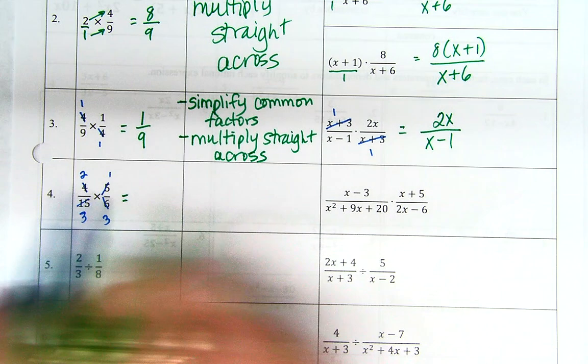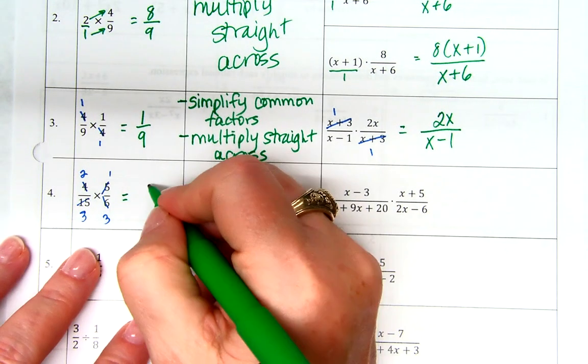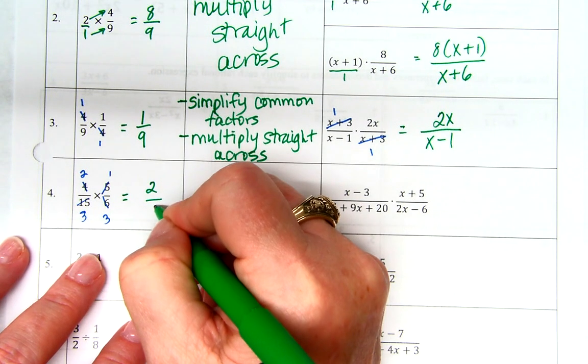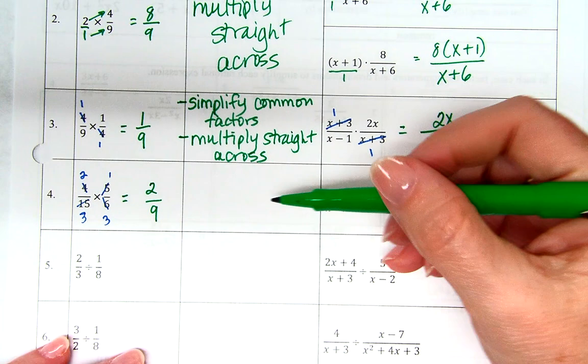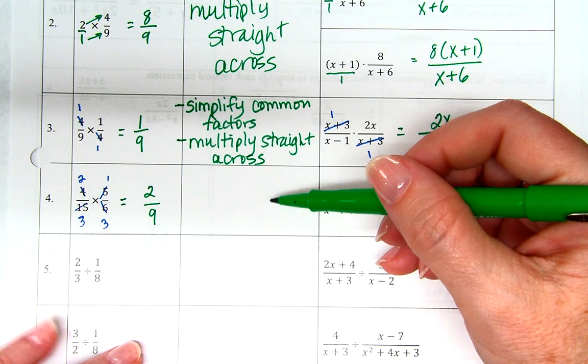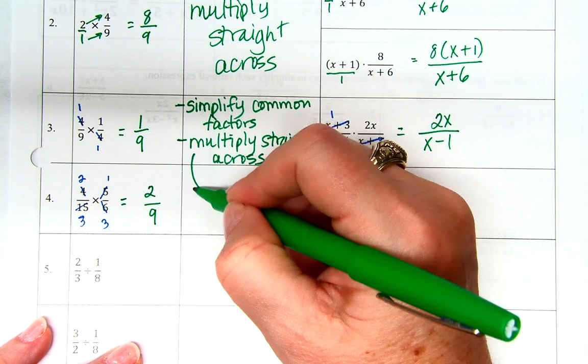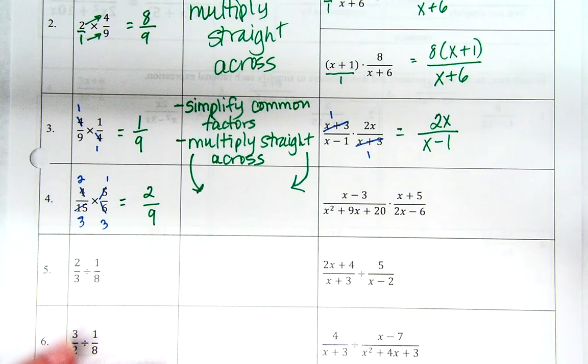Yeah. So now when I multiply straight across, what do I get? 2 over 9. So what did we do? Made it smaller. What were our steps? Simplify. Can I do this? Same steps as there? You okay with that?